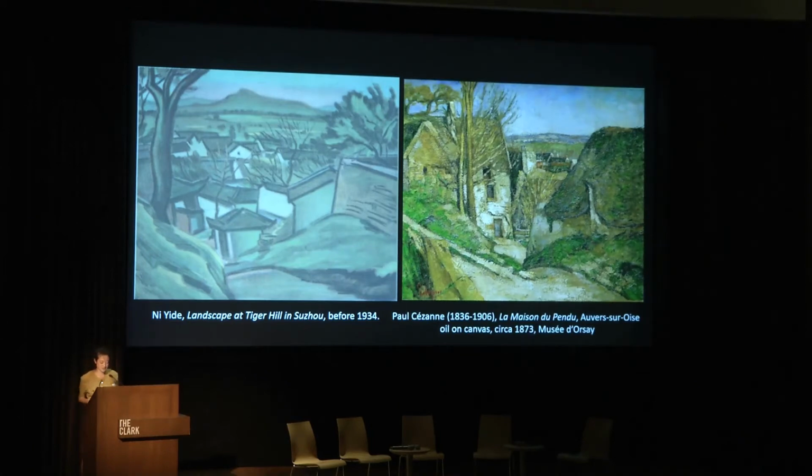The striking similarity in composition between Cézanne's painting, La Maison du Pendu from 1873, and Ni's Tiger Hill suggests that Ni was familiar with Cézanne's work through reproduction, a fact that he acknowledged throughout his career. It is ironic that a view of Auvers-sur-Oise, north of Paris, was found in a sketch from life in Suzhou's Tiger Hill. The differences between the two paintings, however, are more telltale of the circumstances of Western-style painting in China.